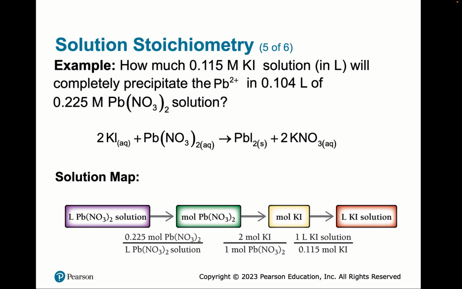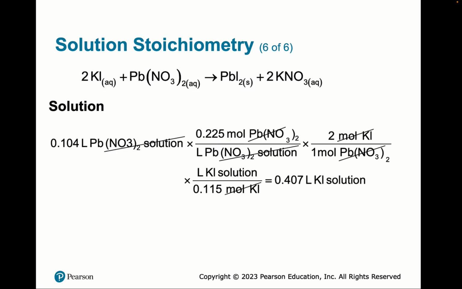Another one here: how much 0.115 molar potassium iodide solution will completely precipitate the lead 2+ ions in 0.104 liters of 0.225 molar lead nitrate solution? In this case, it's similar to the previous one. You have a 2-to-1 molar ratio for the iodide versus the lead. I say the iodide because of the net ionic reaction here: the iodide reacts with the lead to form lead iodide. So we need twice as much. In setting this up, we start off with the volume of lead nitrate and then the concentration. Now we have moles of lead, and now we convert to moles of potassium iodide, and now we divide by the concentration again.